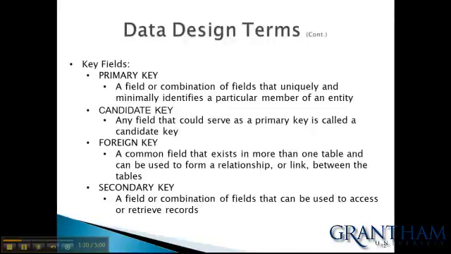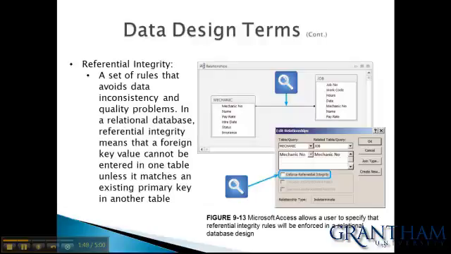In other terms, a primary key is a field or a combination of fields that uniquely and minimally identifies a particular member of an entity. A candidate key, any key that can serve as a primary key, is called a candidate key. A foreign key is a common field that exists in more than one table and can be used to form a relationship or link between the tables. A secondary key is a field or a combination of fields that can be used to access or retrieve records.